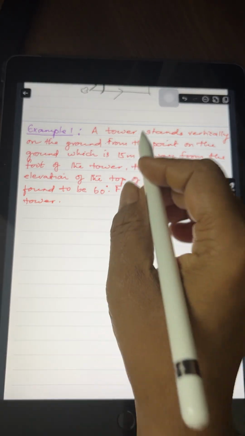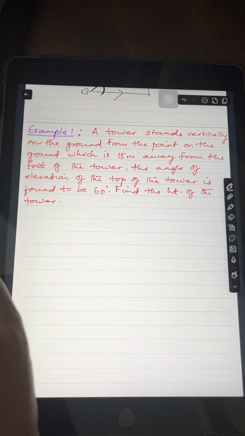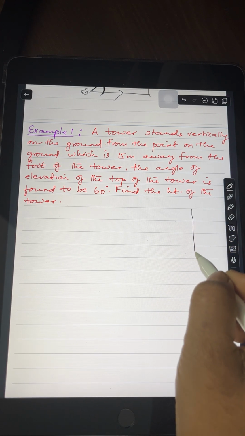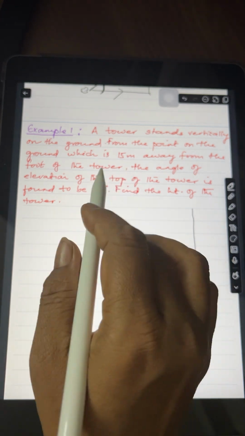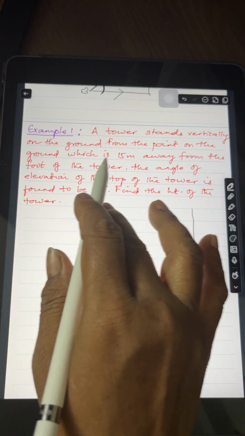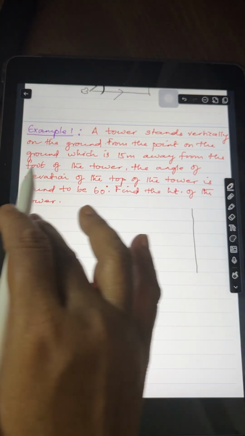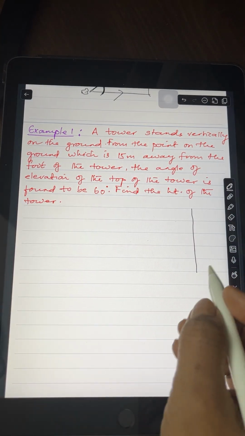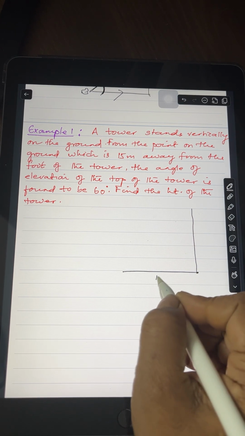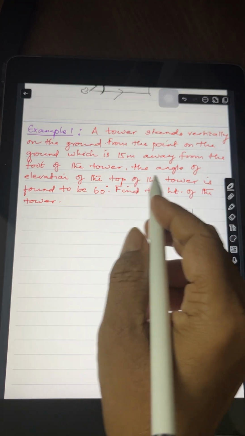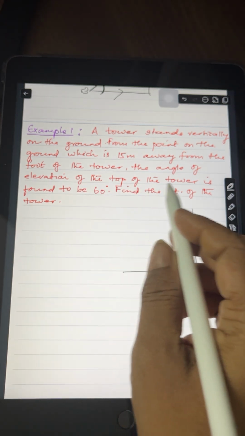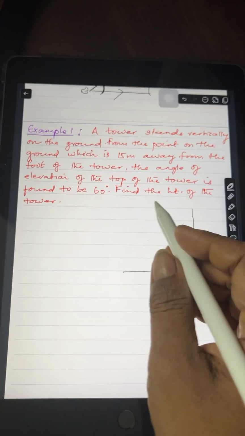Example 1. A tower stands vertically on the ground. Suppose this is a tower. From a point on the ground which is 15 meters away from the foot of the tower, the angle of elevation of the top of the tower is found to be 60 degrees. The foot of the tower is this.